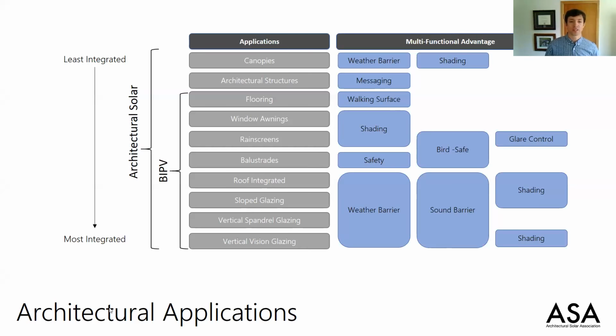Here you can see an extensive list of architectural solar applications. This list is ordered from least integrated to most integrated, with this green bar providing a sense of the energy generation potential for each application. The more integrated a technology, the higher the upfront total cost, but the more opportunity there is to reduce the incremental cost through multifunctional benefits.